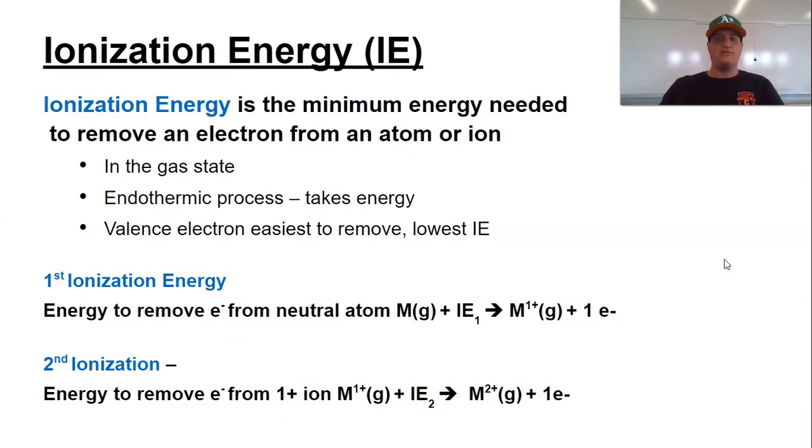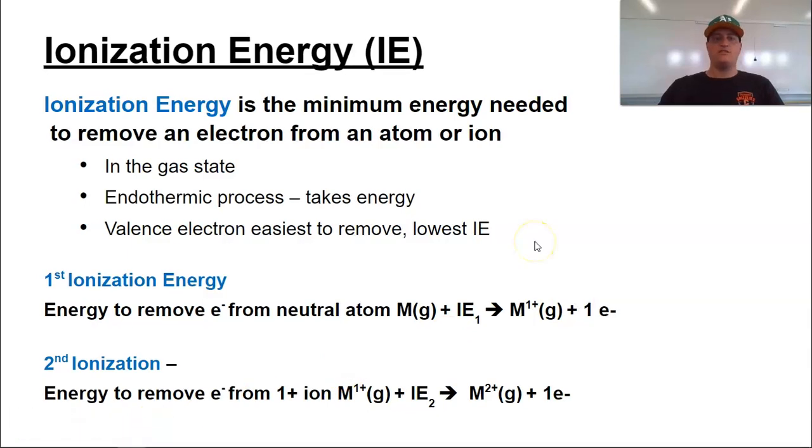So ionization energy, our next one. So this is our minimum energy to remove an electron. That's key, remove an electron from an atom or one that's already lost one and it's now an ion. This is talked about in the gas state. That's just because you can have individual ions and nothing's bonded to each other. It's going to take energy. It's endothermic. You have to add energy in to remove the electron.